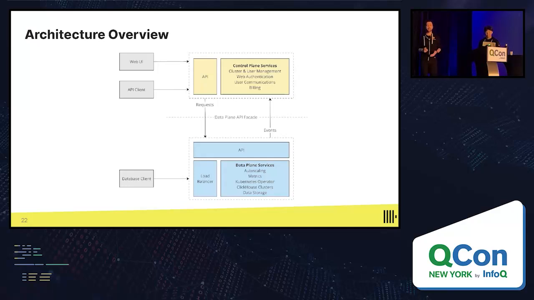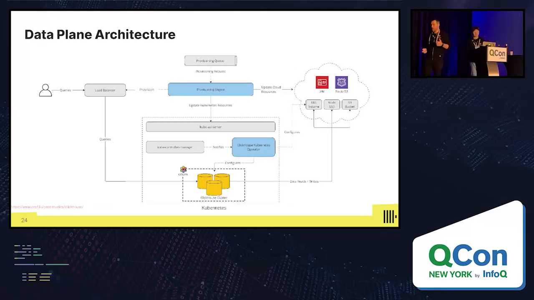So now, using that same example, I want to take you through what actually happens on the data plane when someone provisions a cluster. Once the control plane calls the API of the data plane, the API is going to drop a message into a queue. This queue is going to be consumed by our provisioning engine, which resides on the data plane. The provisioning engine has a number of responsibilities during this process.